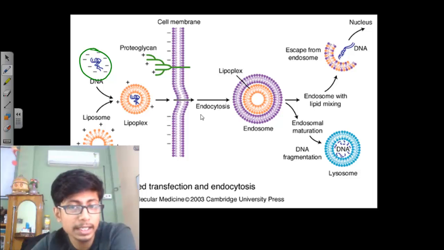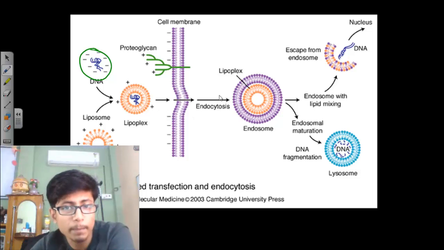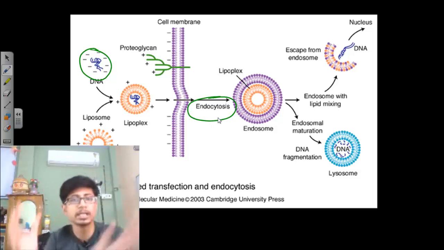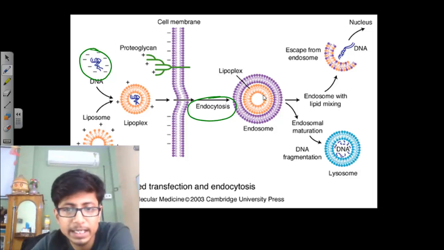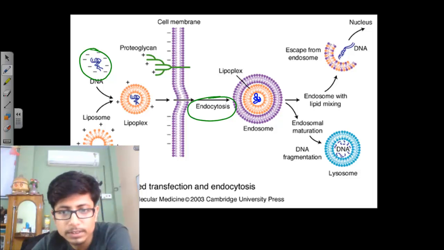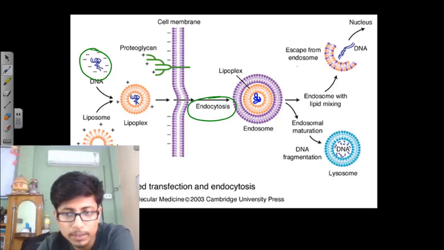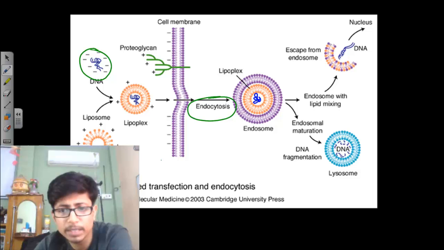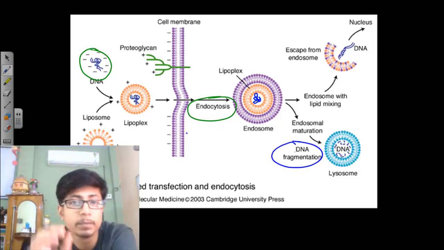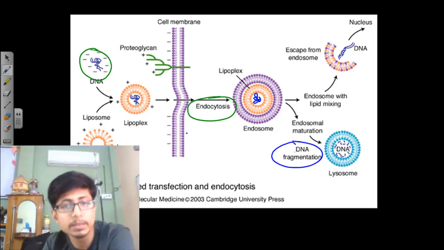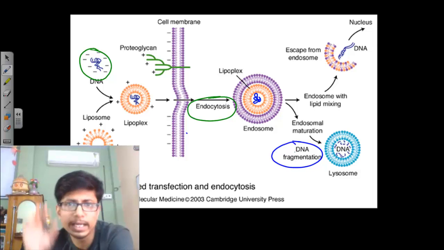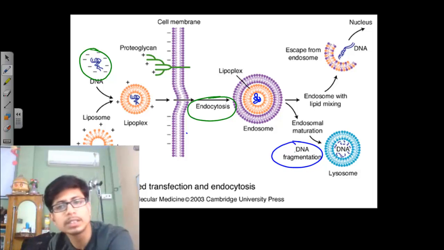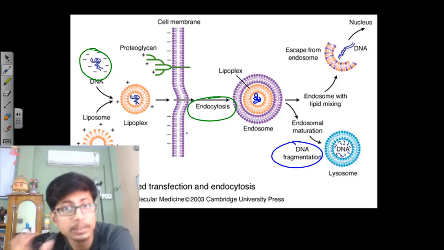That is possible. Or in other cases, it will be engulfed by the endocytosis machinery. Endocytosis is done, and then inside the endosome we have the lipoplex, and inside the lipoplex we have the DNA. Now the endosome can fuse with lysosome to degrade the DNA. That can happen, the DNA fragmentation. We sometimes require this DNA fragmentation and the fragmented portion of the DNA to be inserted, or sometimes we don't want that. So when we don't want that, we set the environment of the cell in such a way that the liposome will not fuse with the lysosome.